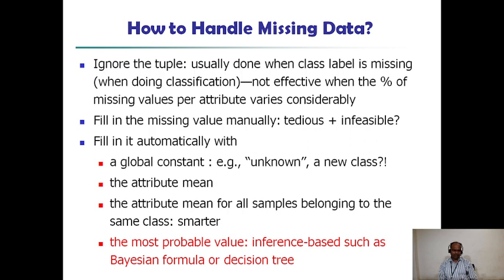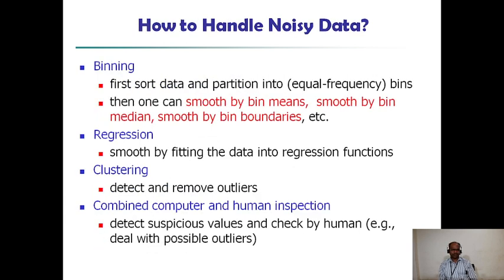All these things may lead to some kind of confusion, but we have to handle this missing data in these ways. And we may fill with the attribute mean. For example, we will calculate the mean for that particular attribute, and we will fill this mean value in the entire database. Or the attribute mean for all samples belonging to the same class. And the most probable value based on inference, such as the Bayesian formula or decision tree, that we will discuss. So how to handle noisy data?